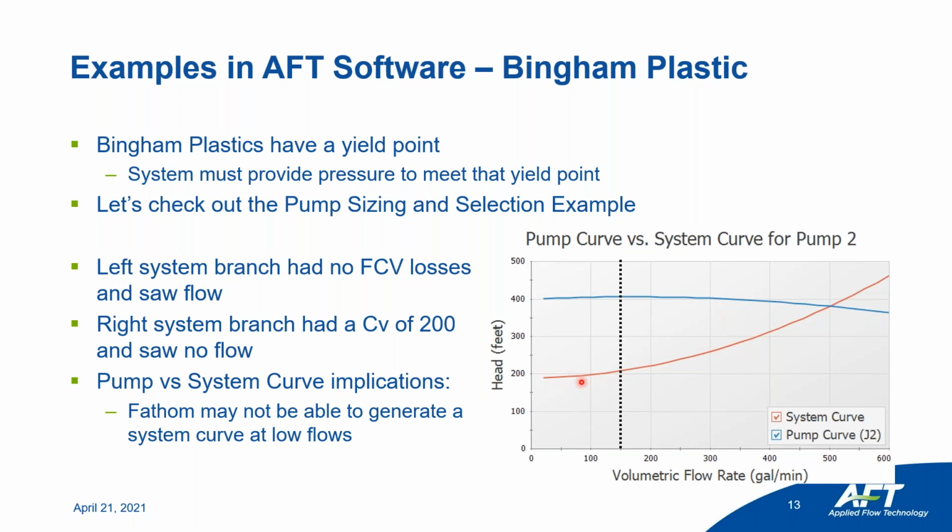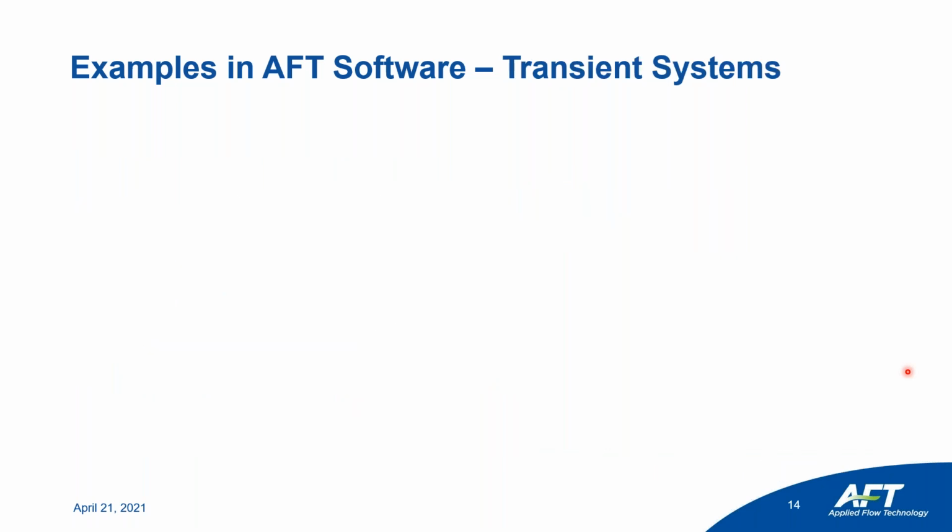But if I could show them, we would see that when Fathom tries to generate these points, it actually runs into an error. And you have to restrict the flow to above this minimum value to only generate this portion of the system curve. So it won't happen in every system, but if you're ever using a Bingham plastic and you try and make your pump system curve and you run into an error, just think about, well, okay, maybe my system just isn't valid at those low flow rates, and you can restrict that system curve accordingly. So the last example we'll look at is a transient system.